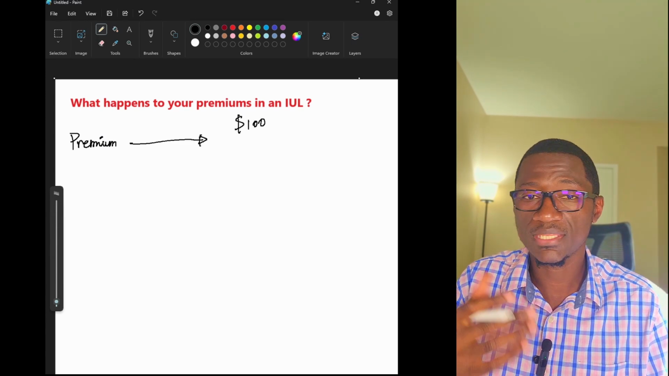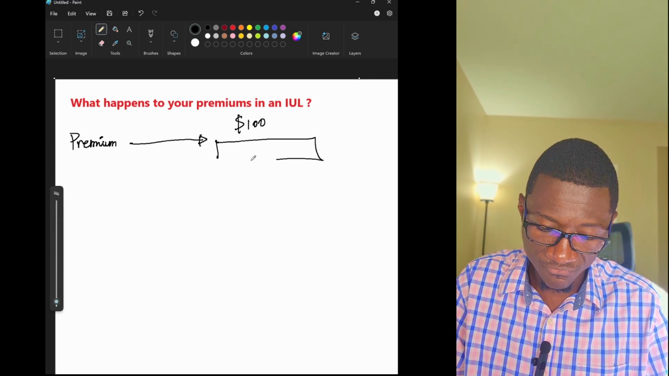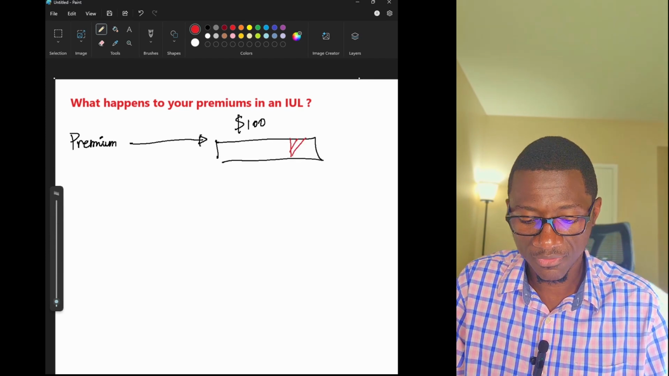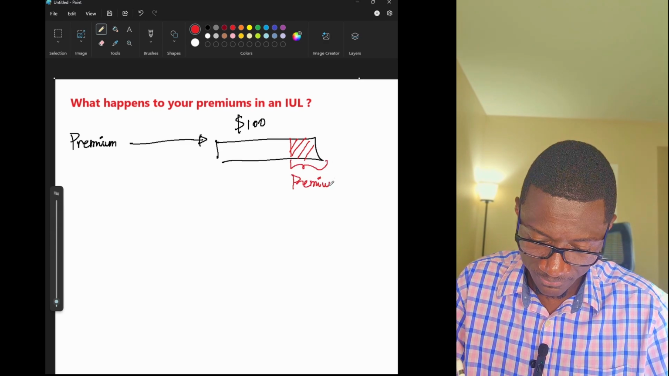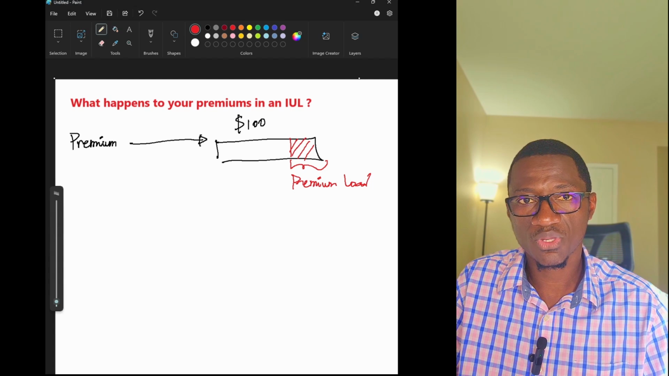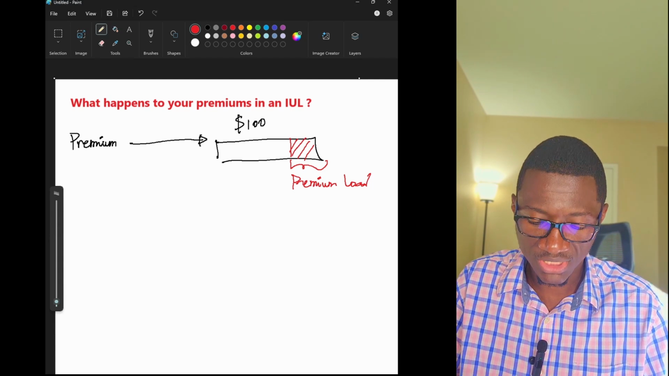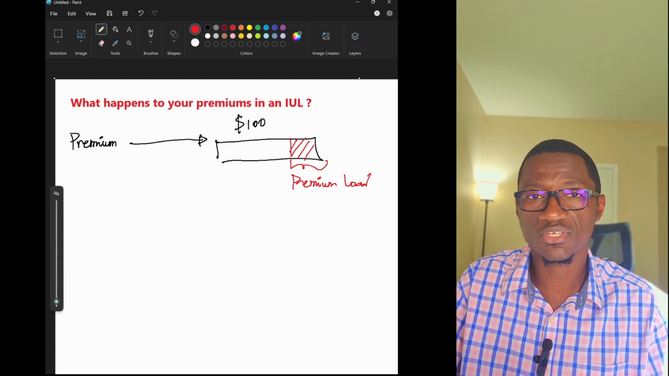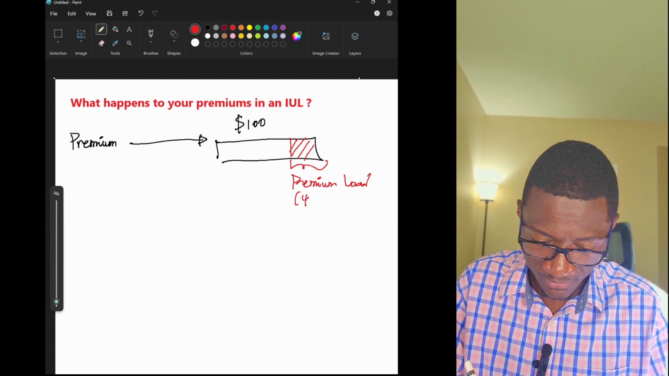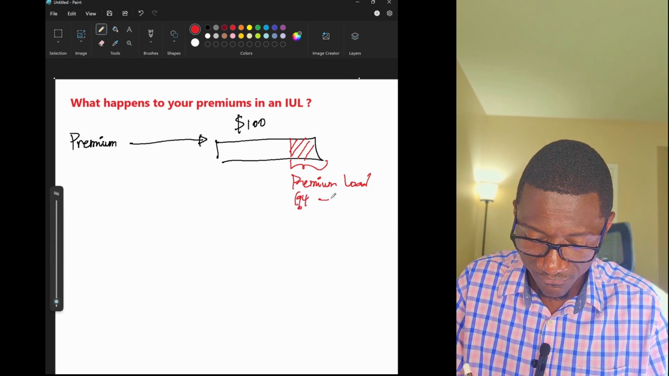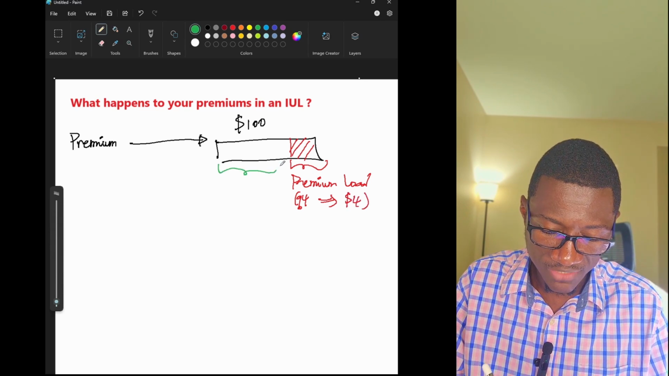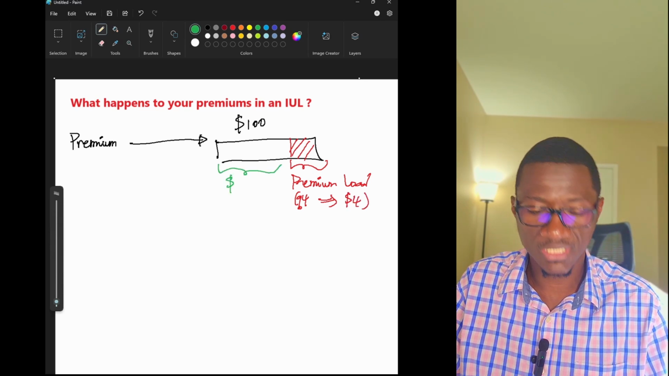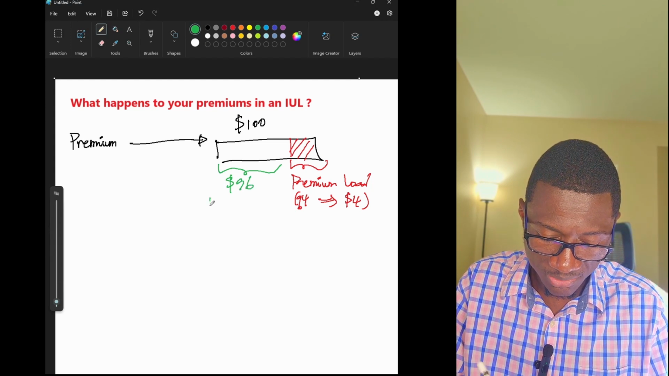In general, in an IUL product, there will be a fee that will be deducted from the premium that you pay. That fee is usually called the premium load. And depending on the company you work with and the product, that fee can change. So in this example, let's assume that that fee is going to be 4%, which means in our case, $4. So after deducting the premium load, you'll be left with $96. That represents the net premium.